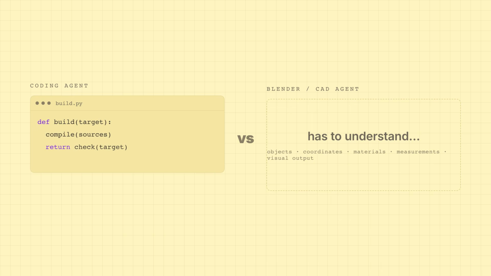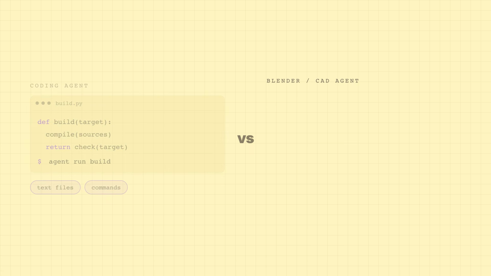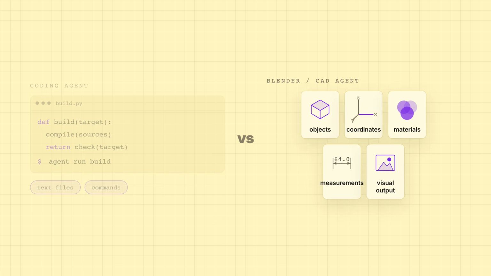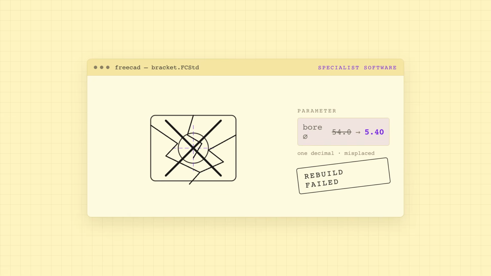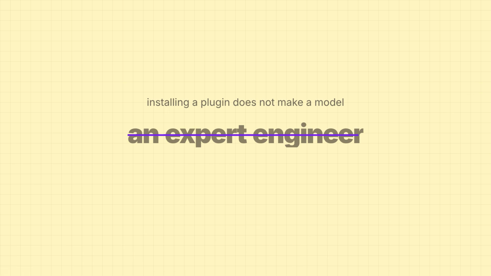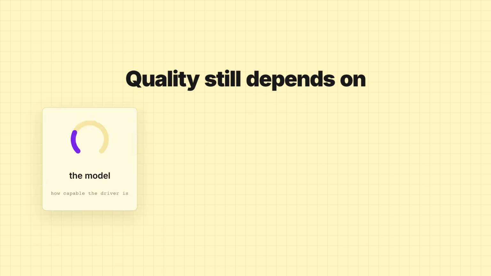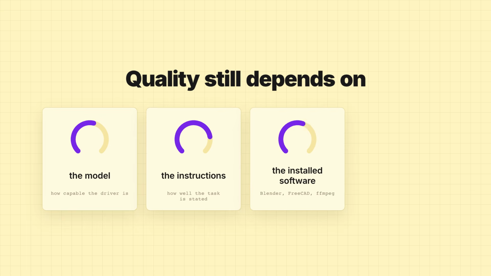A coding agent works mainly with text files and commands. A Blender or CAD agent has to understand objects, coordinates, materials, measurements, and visual output. It also has to operate inside specialist software, where a small mistake can break the final result. The plugins do not magically make every model an expert engineer or 3D artist. The quality still depends on the model, the instructions, the installed software, and the task.